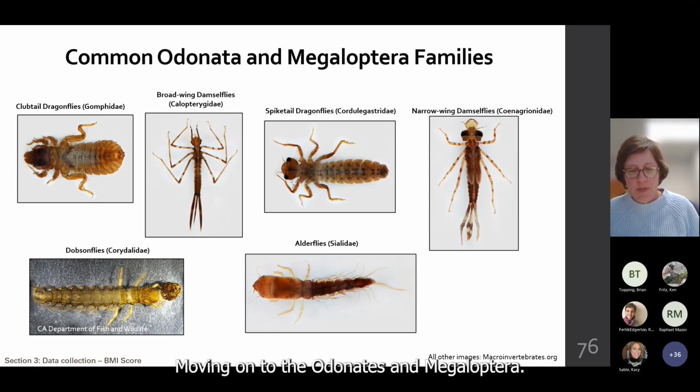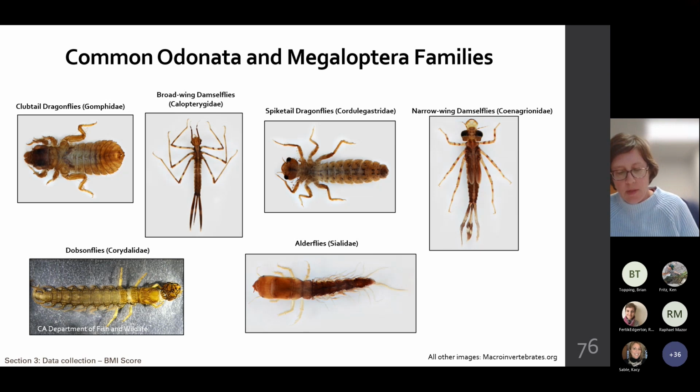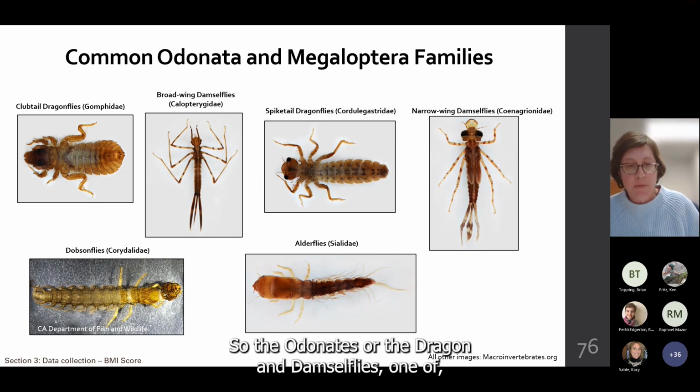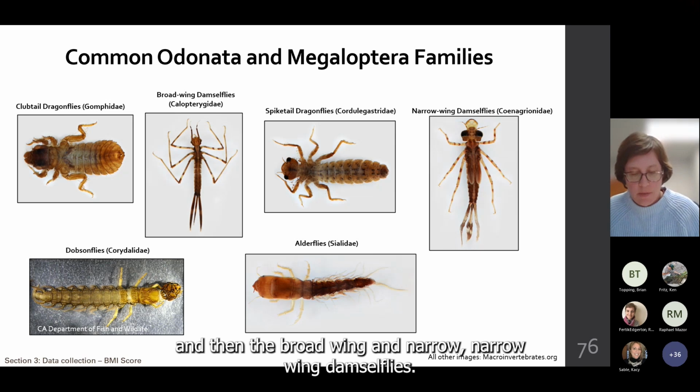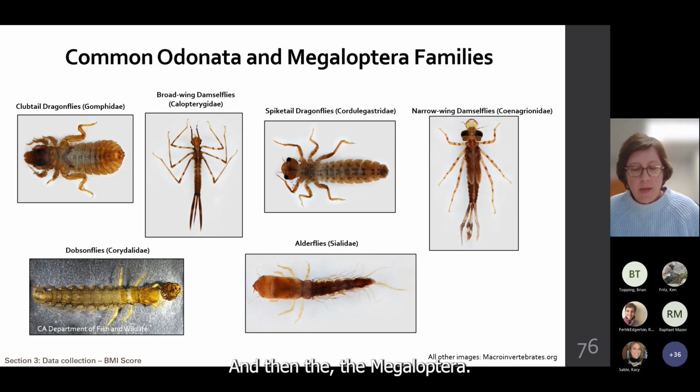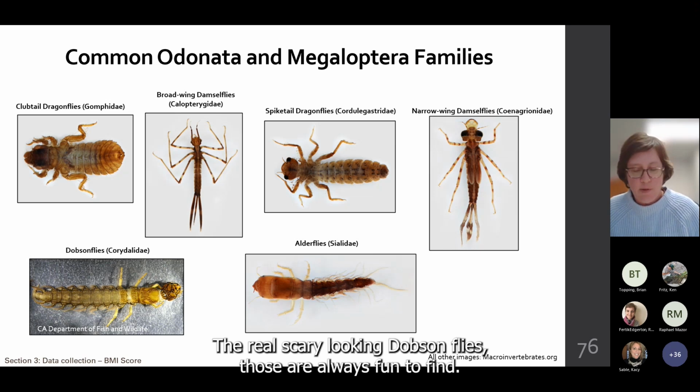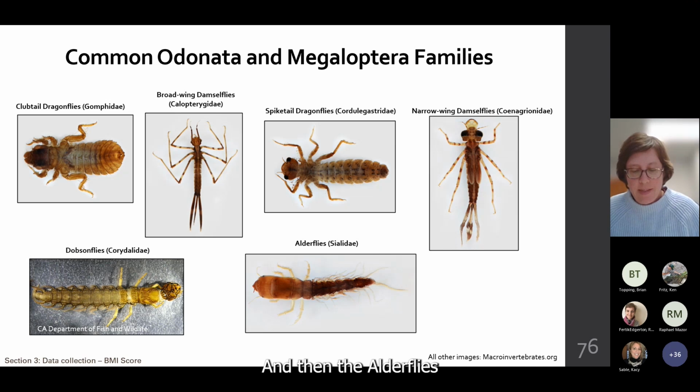All right, moving on to the odonates and the Megaloptera. So the odonates are the dragonflies and the damselflies. One of the more commonly found ones were the clubtail and spiketail dragonflies, and then the broadwing and narrow-wing damselflies. And then the Megaloptera, the real scary looking dobsonflies. Those are always fun to find. And then the alderfly is shown there.